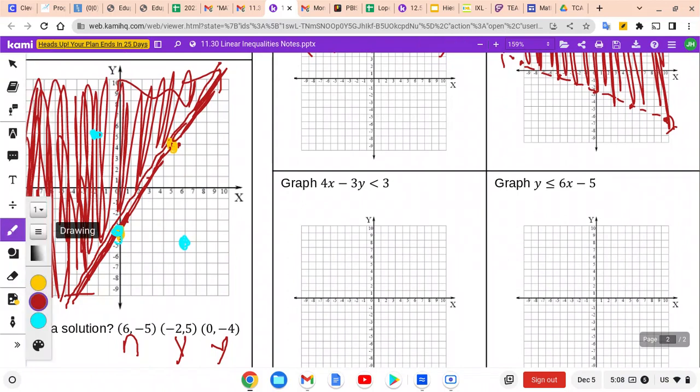Remember, when you divide by a negative, you have to flip the sign. Also remember there's an invisible 1. All right.